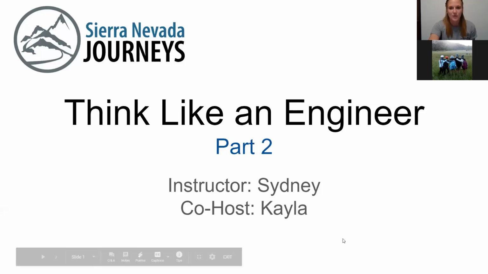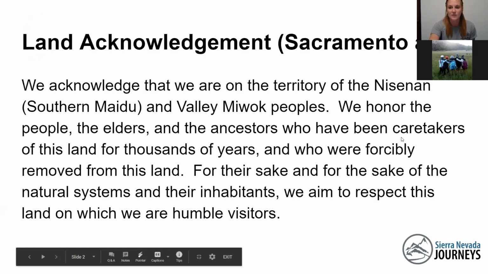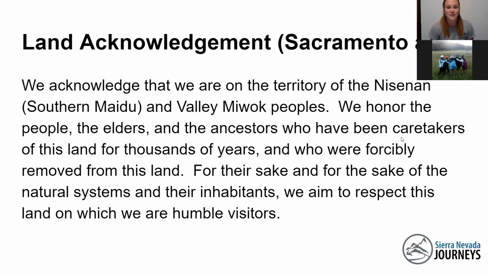All right, we are going to get started today with a land acknowledgement for the Sacramento area. I'm going to read this out loud. You can follow along, or if you'd like to read it from your screen, you can also read it. We acknowledge that we are on the territory of the Nisenan, Southern Maidu, and Valley Miwok peoples. We honor the people, the elders, and the ancestors who have been caretakers of this land for thousands of years and who were forcibly removed from this land. For their sake, and for the sake of the natural systems and their inhabitants, we aim to respect this land on which we are humble visitors.